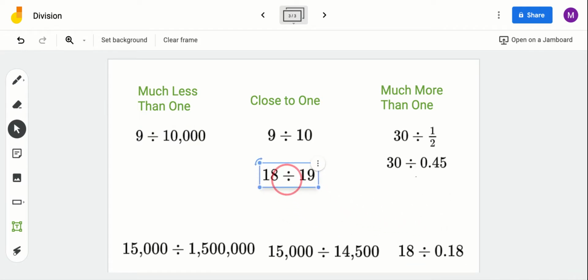All right, 18 divided by 19. 19 is pretty close to 18. 18 divided by 18 would be 1. 18 divided by 19 will be a little bit less than 1. It's really closer to 1.